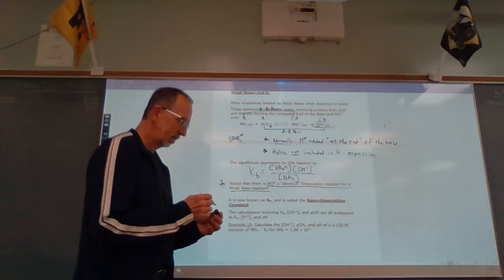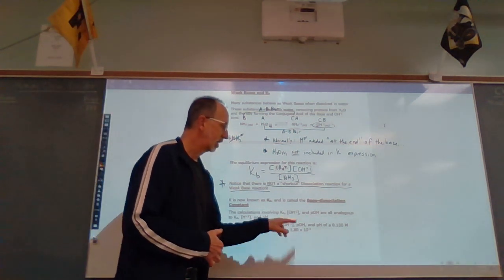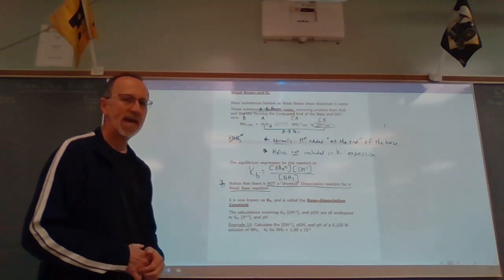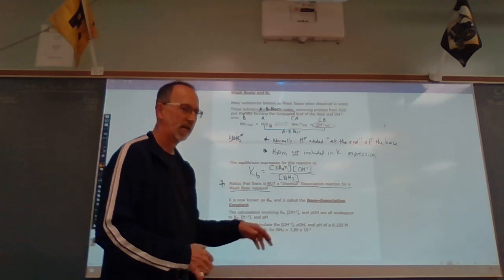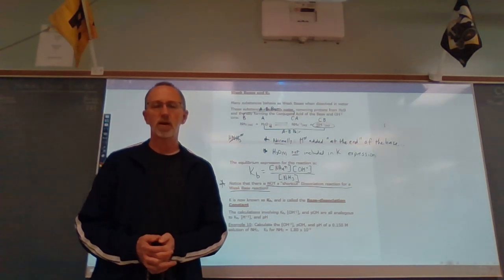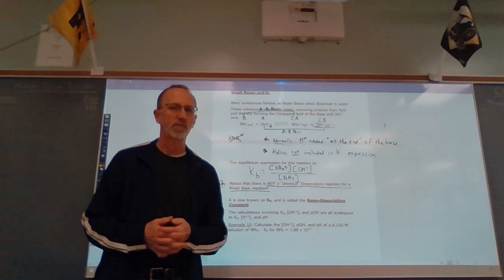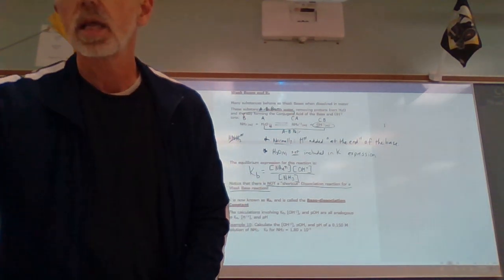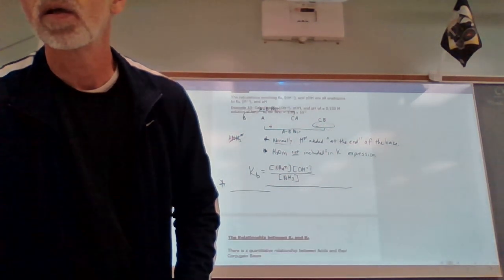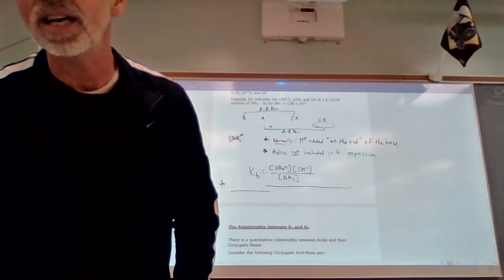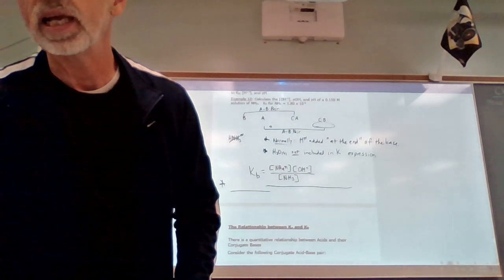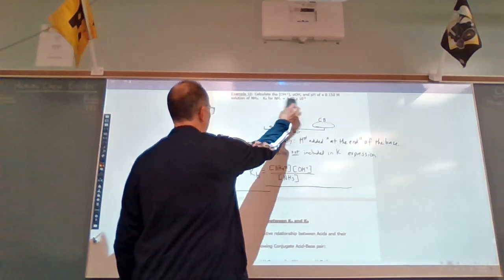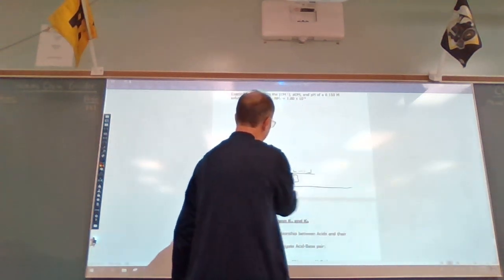The calculations involving Kb, hydroxide concentration, and pOH are all analogous to Ka, hydrogen ion concentration, and pH that we went over in our last lesson. So this is going to look very, very similar to that. This is kind of a review of Ka, only now it's Kb, because the calculations are done virtually the same.